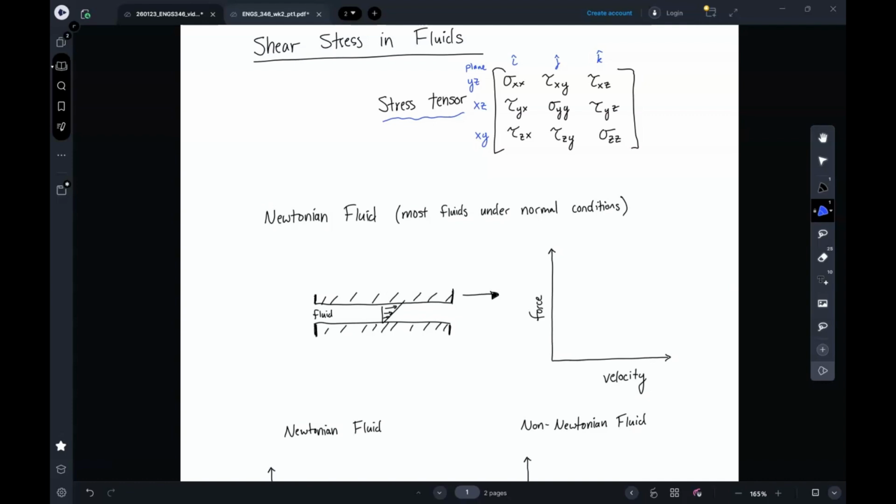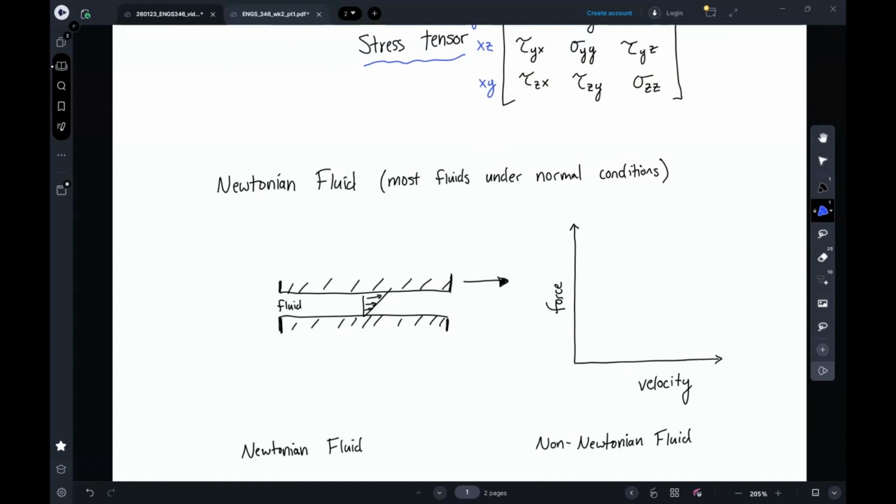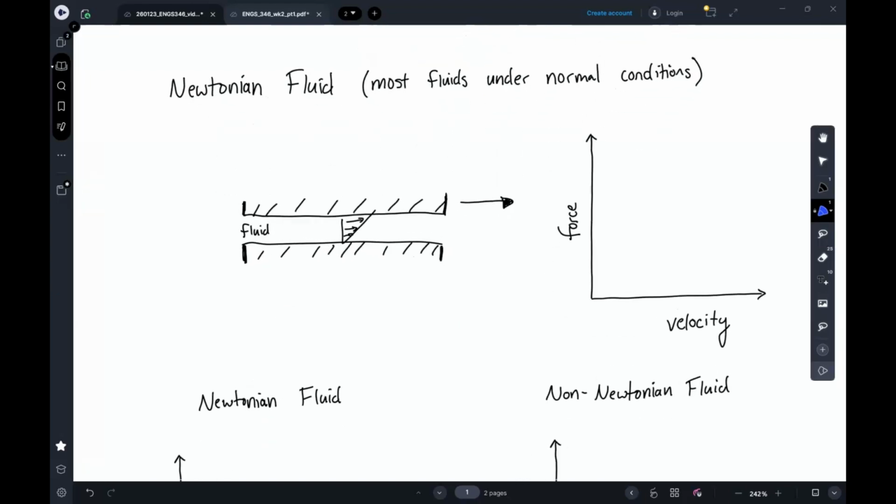So we're going to go back just a little bit in time to our good friend Newton. What Newton observed is that most fluids under normal conditions behave in a similar way. If you look at a system like this, where we have a force applied and there's a thin fluid layer, this gap is quite thin, and we have two solid plates, one on top and one on the bottom, the force that you apply is essentially linear with the velocity. So this is what was observed.